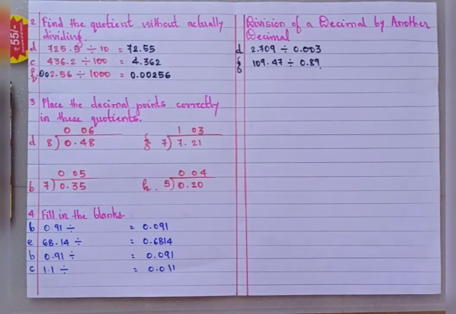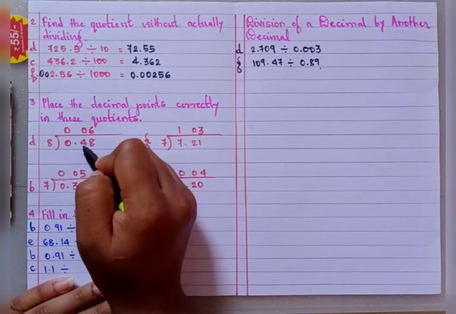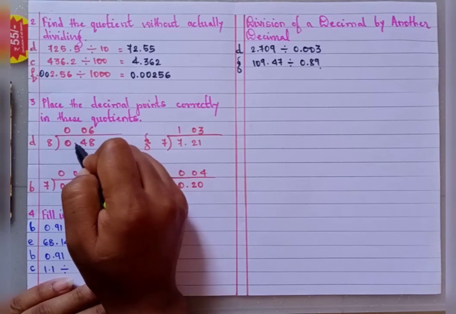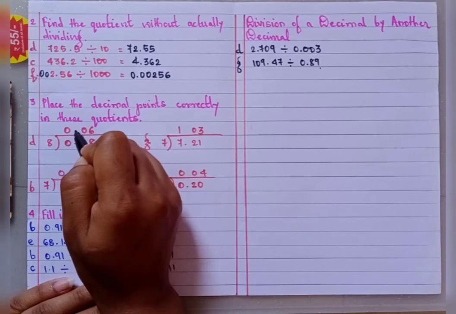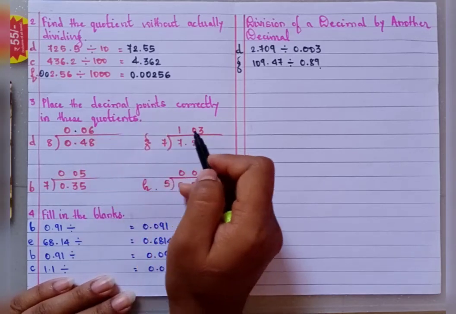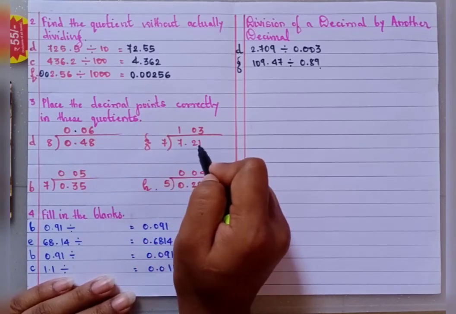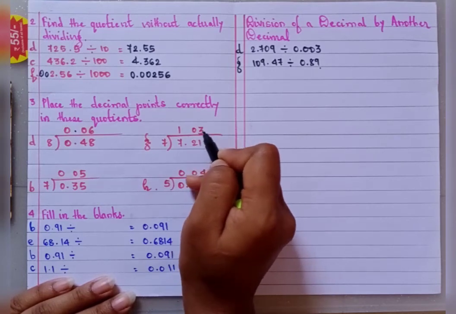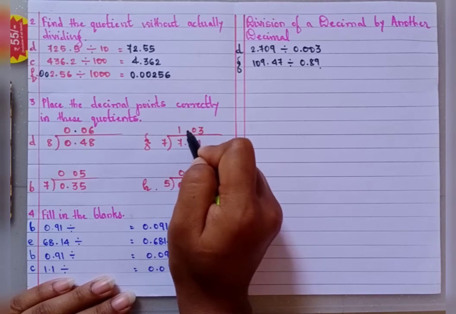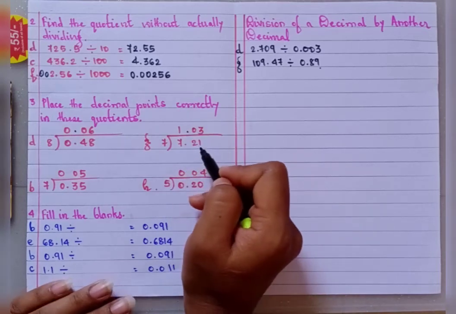Now let's see question 3. Place the decimal points correctly in these questions. So here they have given a problem and we have to identify where to put the decimal point. Okay, so as you see here, it is after 2 digits, decimal point starting from the right side. So from the right side we have to put the decimal point after 2 digits. So here also we have the same case. So after the decimal point there are 2 decimal places. So from the right side place the decimal point. So this will be our answer.